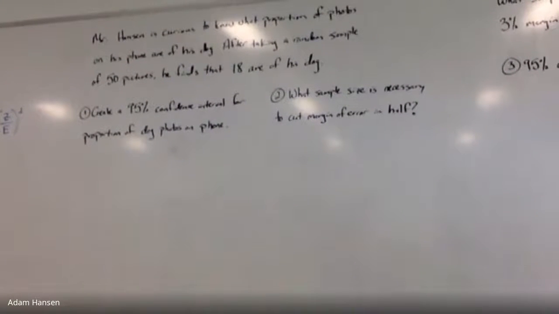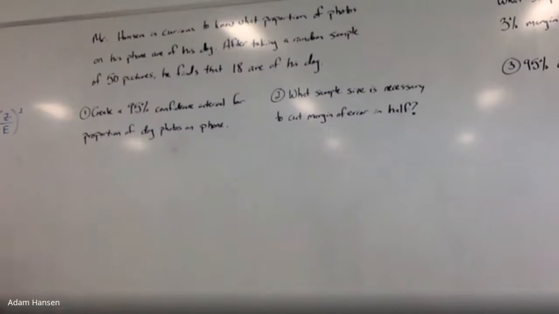Let's put some of that into practice. Look at creating sample sizes a couple of different ways here. All right, we're going to do a couple things here with this first statement. Mr. Hansen is curious to know what proportion of photos on his phone are of his dog. After taking a random sample of 50 pictures on the phone, he finds that 18 of them are of his dog. Let's first create a 95% confidence interval to estimate the actual proportion of all the dog photos on my phone.